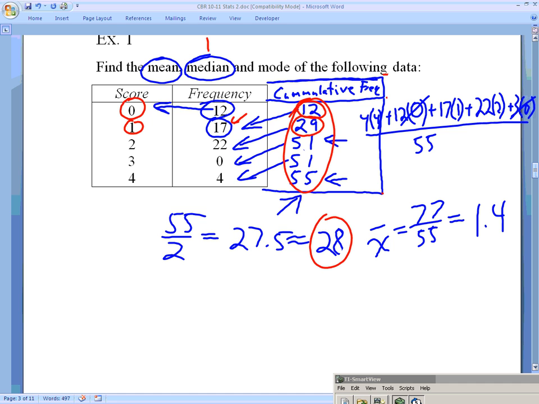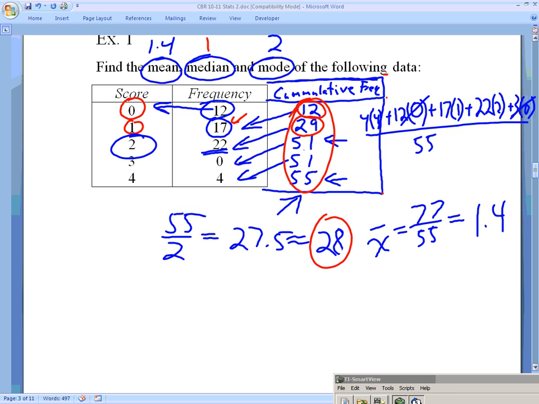Again, we have 0s, 1s, 2s, 3s, and 4s. Which one occurred the most often? Well, whichever one has the highest frequency. The frequency that's the highest is 22. Which data did that go with? It was 2. So our mode is 2. That's a nice easy one. So our mean was 1.4, our median was 1, our mode was 2.